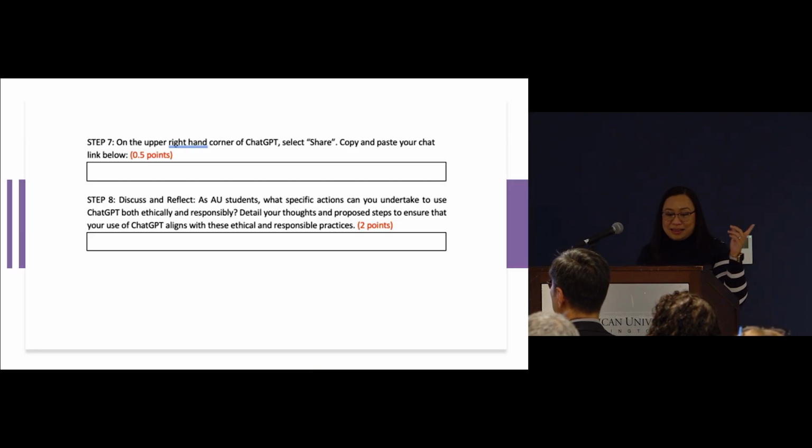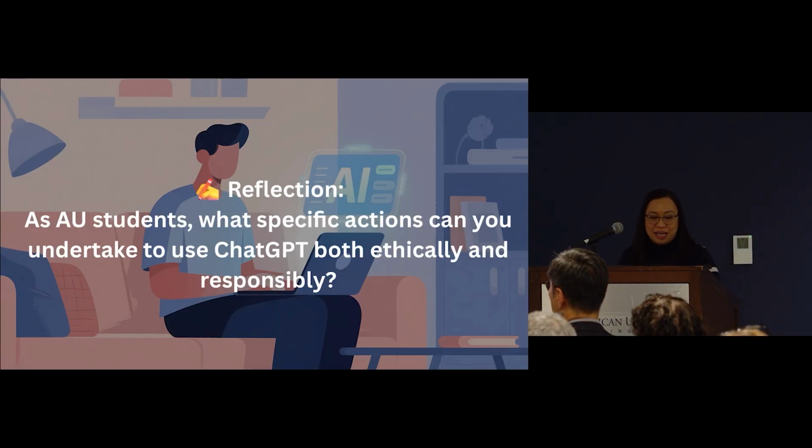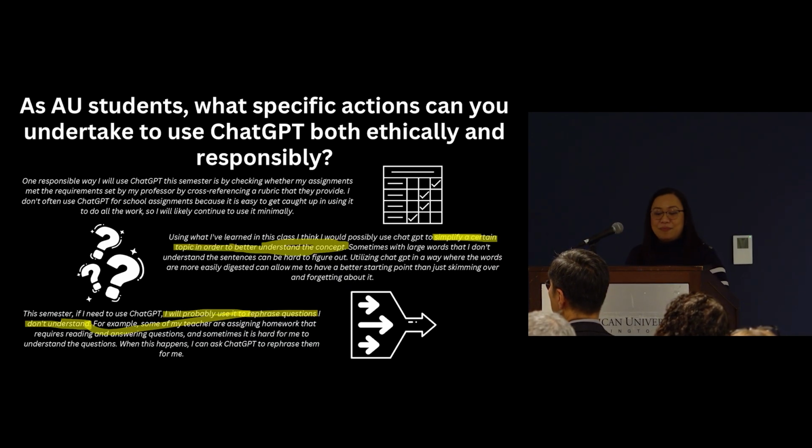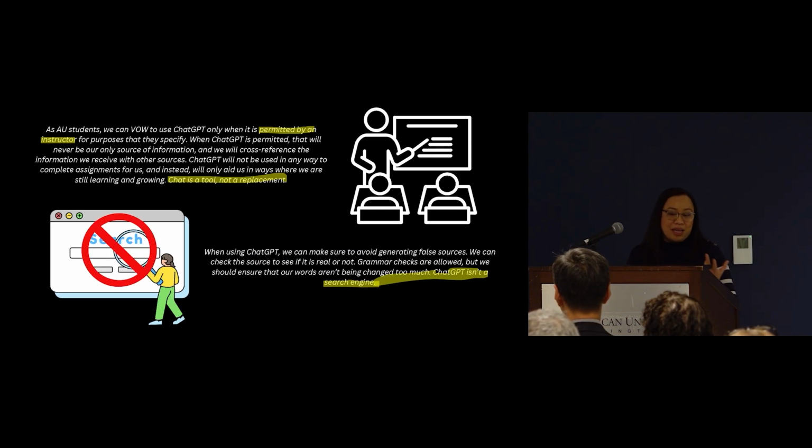And so I close that activity up always with a reflection. My question was, as AU students, what specific actions can you undertake to use ChatGPT both ethically and responsibly? And the responses were revealing and really deeply thoughtful. I'm not gonna say everything, but I'm just gonna summarize. I'll use ChatGPT not to do my work, but to help me understand it better, check my grammar, only use it when my professor permits it.